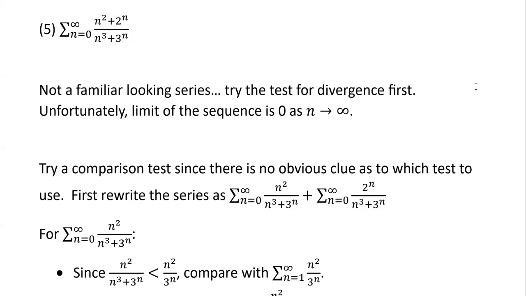Number five, summation as n goes from 0 to infinity, n squared plus 2 to the n over n cubed plus 3 to the n. Okay, so this does not look super familiar even to me, someone with more experience solving these. So let's go down our list maybe. We have the test for divergence, which we could try in a bit. Let's keep that in the back of our mind for now.